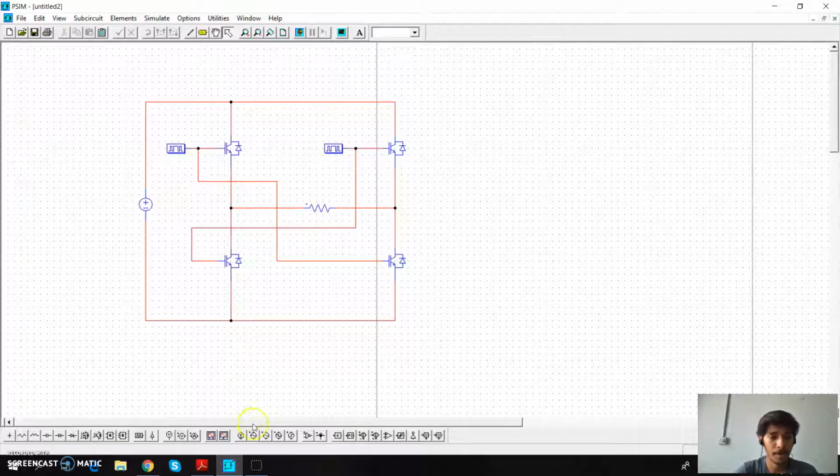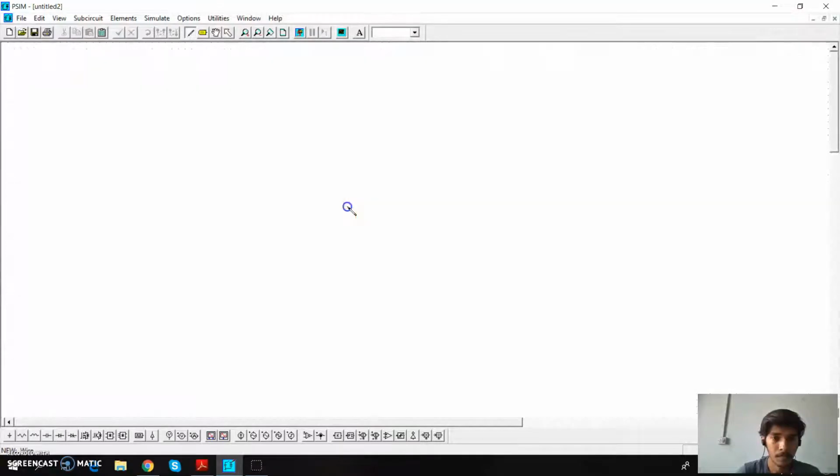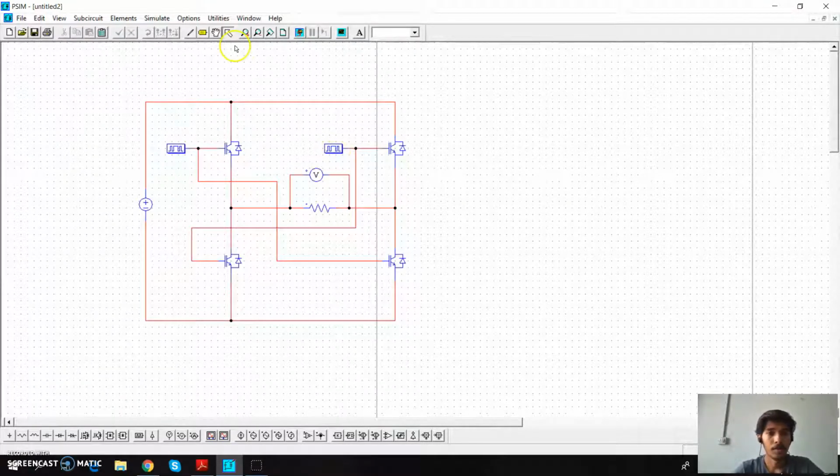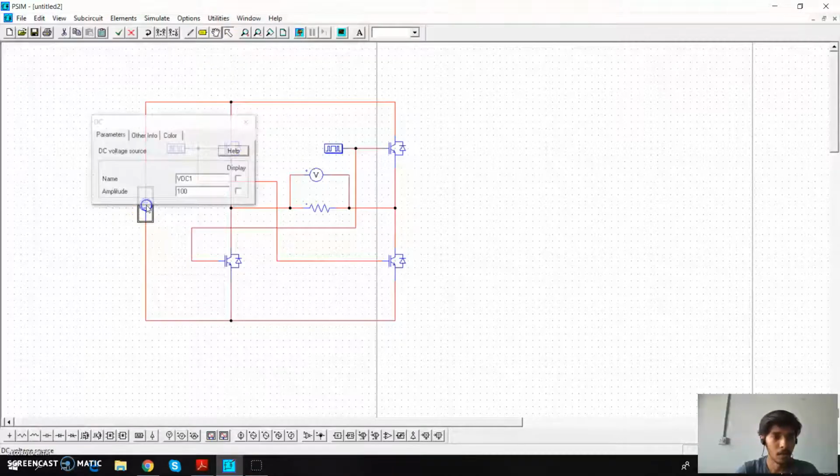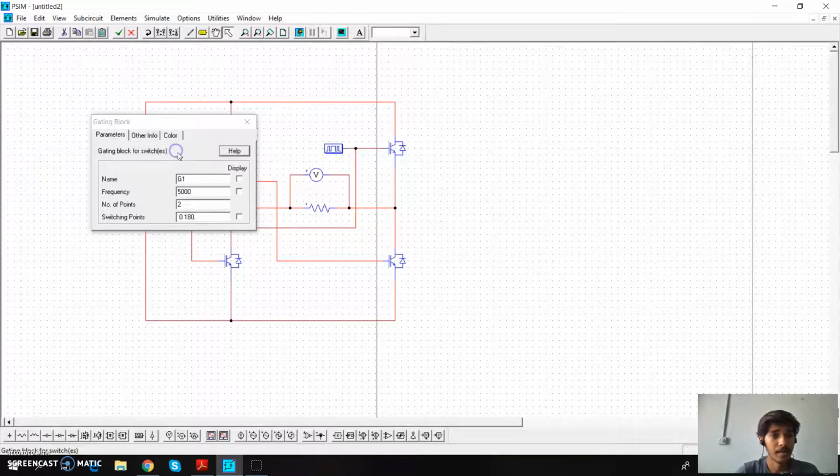Now we require a voltmeter to observe the voltage across the load. So in this way the circuit is connected. Now let us apply the input voltage of 100 volt. The pulse generating block requires the frequency, so let us give it about 200 Hertz.